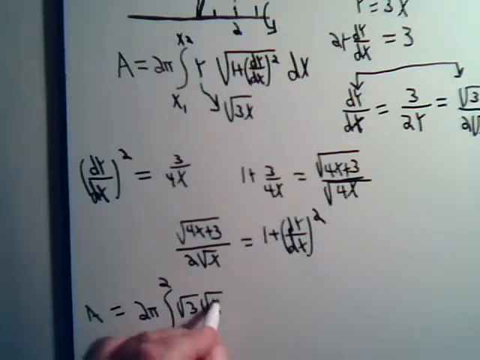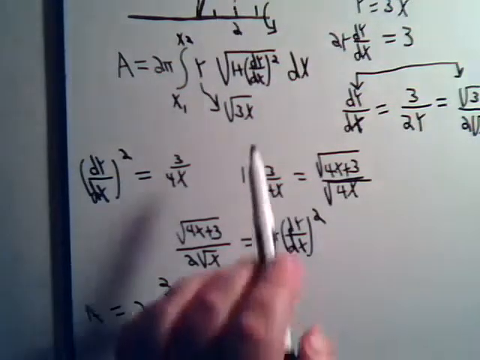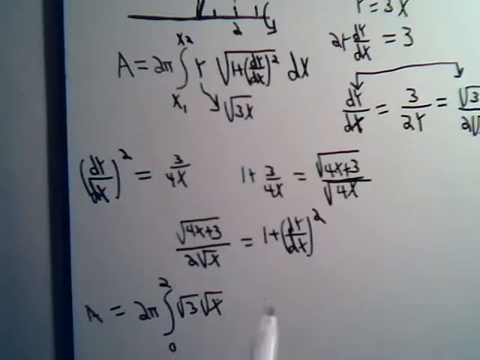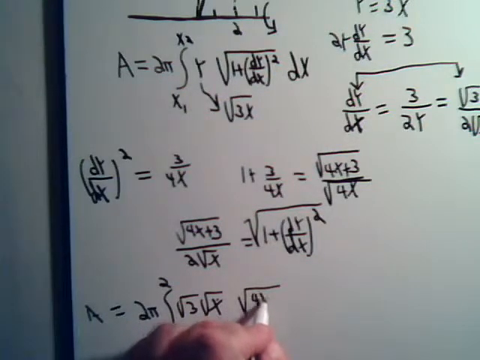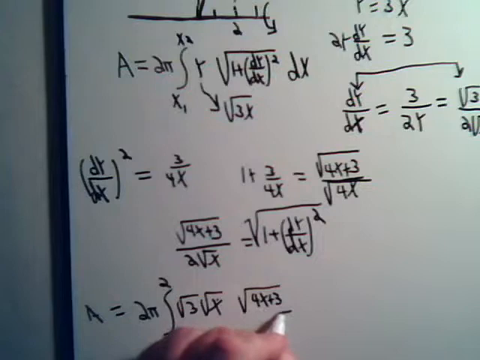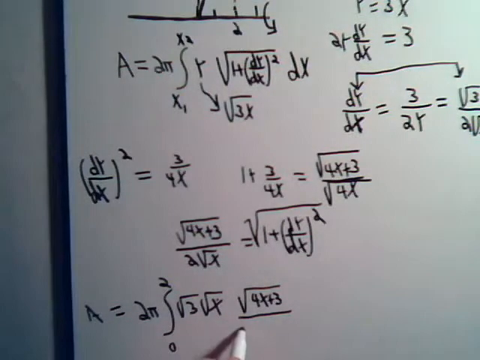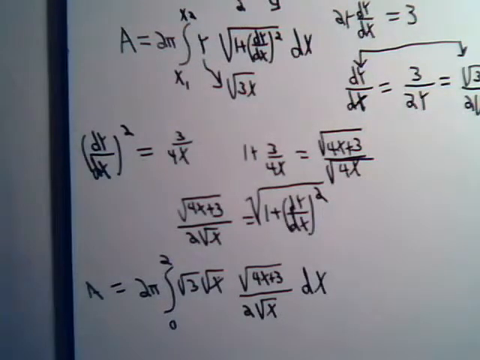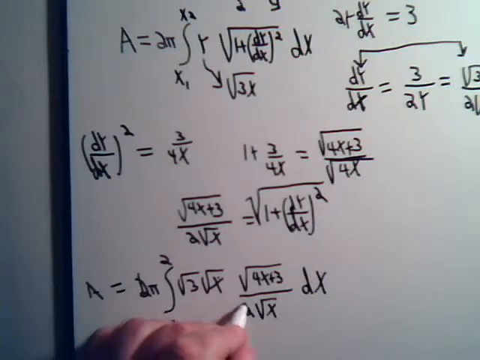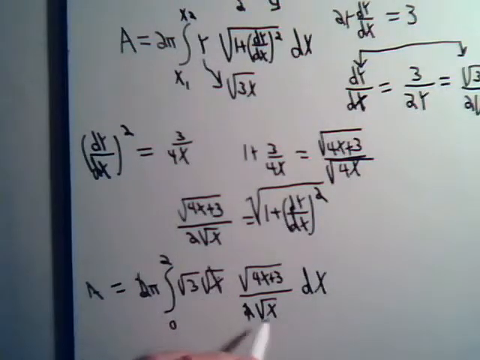I'm going to write it like this. The square root of 3 times the square root of x times the square root of this, and that's that right there, the square root of 4x plus 3 divided by 2 times the square root of x dx. So that would be our area integral, and it looks like these will cancel.